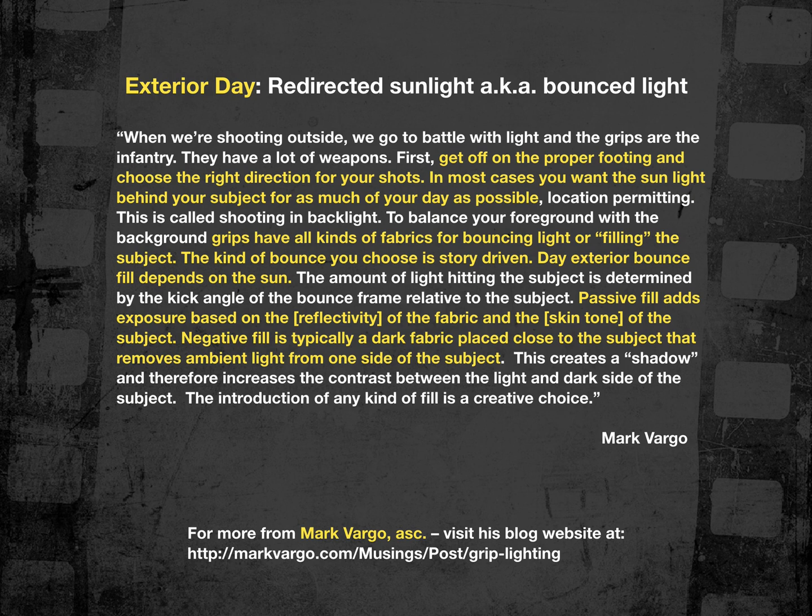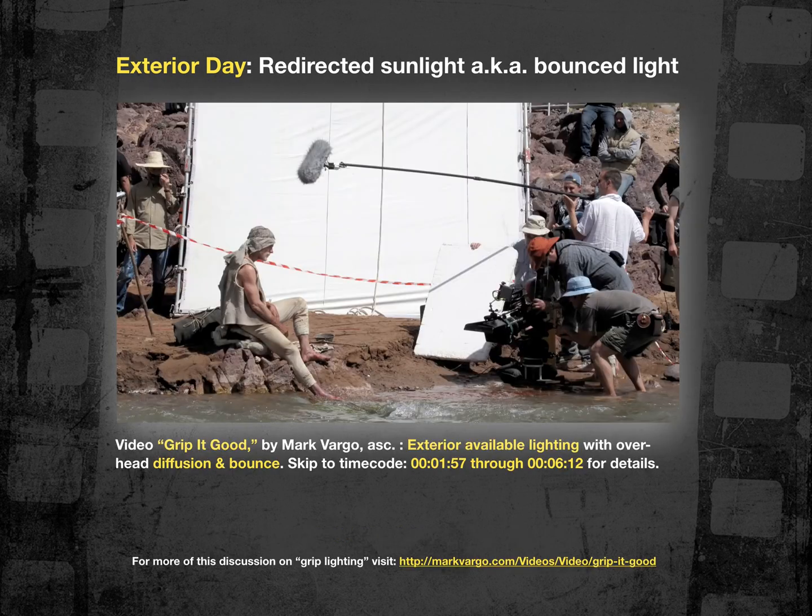about bounce light and diffusion and textiles, differences in reflectivity, silver surfaces, gold surfaces, white surfaces. He talks about the use of shiny boards and mirror boards for creating light sources on set by redirecting available sunlight. And it's a really effective video. So I have that for you here. There's also a link for it below if you want to check it out on YouTube yourself. But this is Mark Vargo, ASC, and this is his video called Grip It Good.